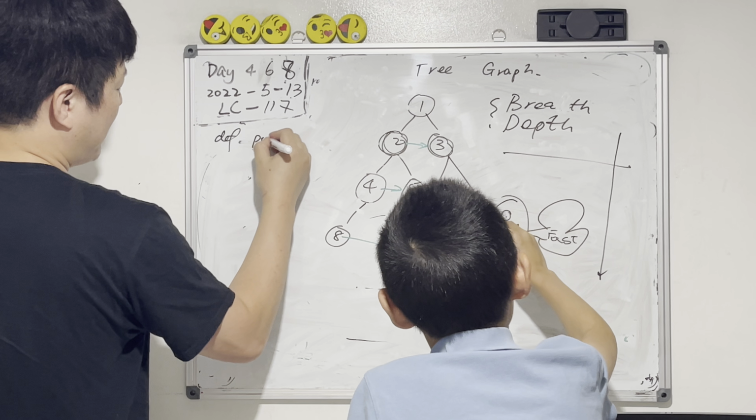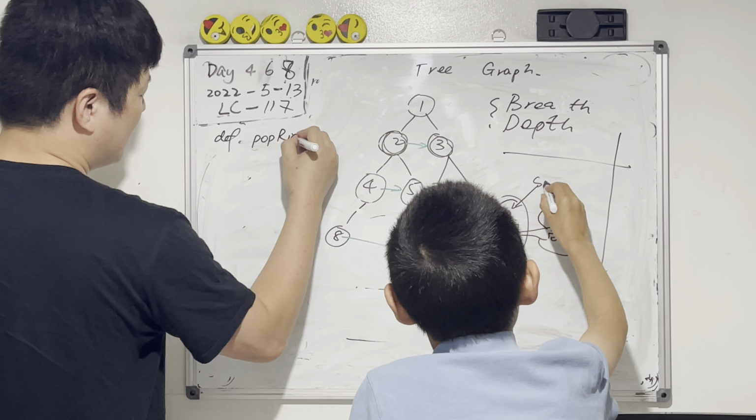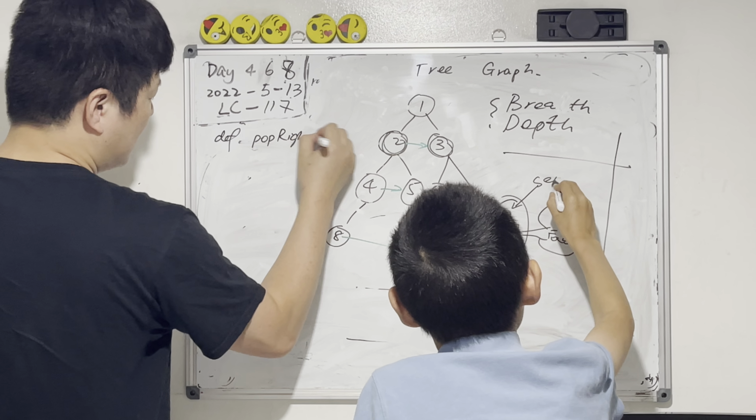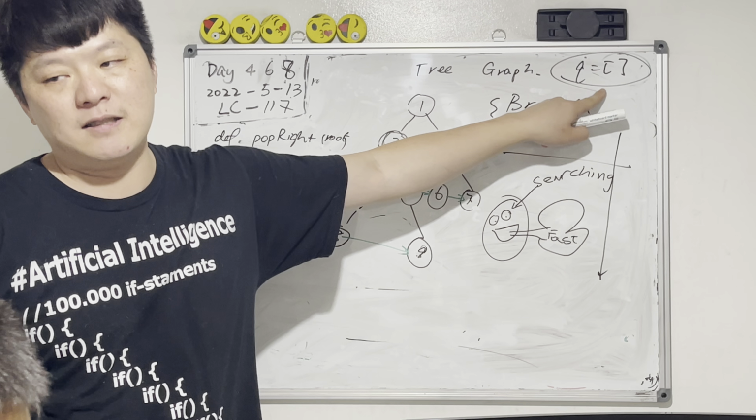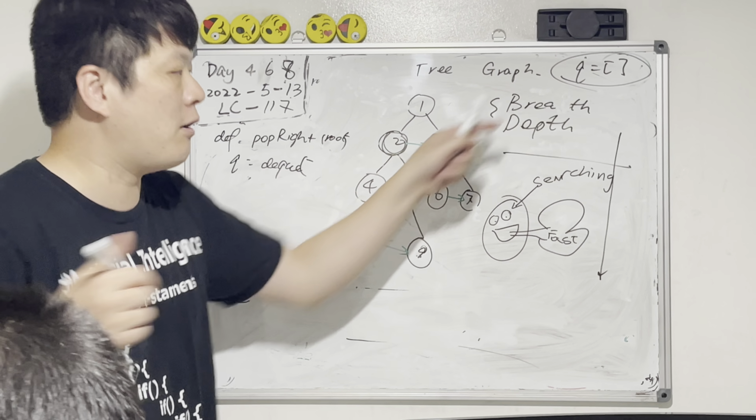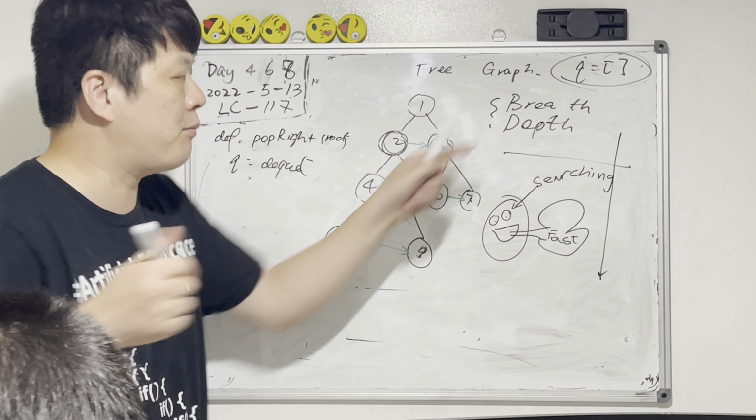Define, let's say, populate right, okay. And then given this root node, so q equals deque. The advantage of using deque as opposed to a list: in Python we can use the list to implement a queue, right? First in, first out, right? But if you go for this approach, the disadvantage is that the operation q.pop(0) is linear time, as opposed to q.popleft(), which is constant time, okay?